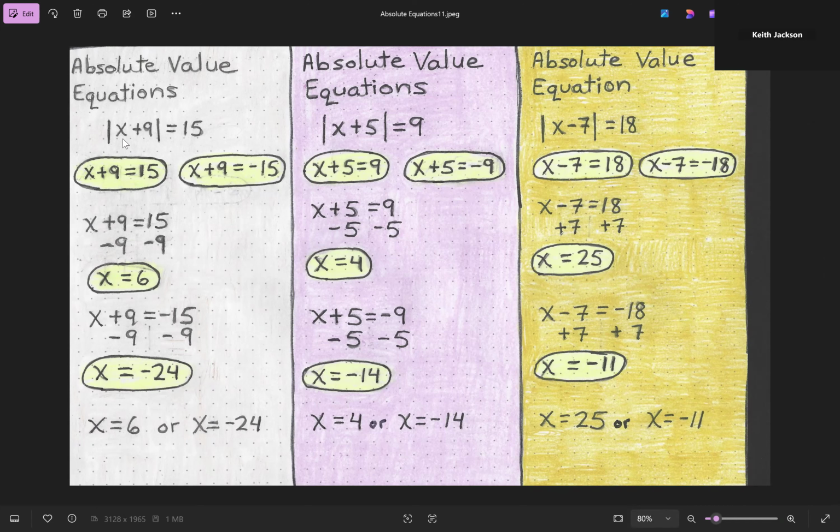And so we have the absolute value of x plus 9 is equal to 15. Did you know that we have to consider x plus 9 is equal to 15, right? But we also have to consider x plus 9 is equal to a negative 15. And let's work out these two equations to find our two solutions.